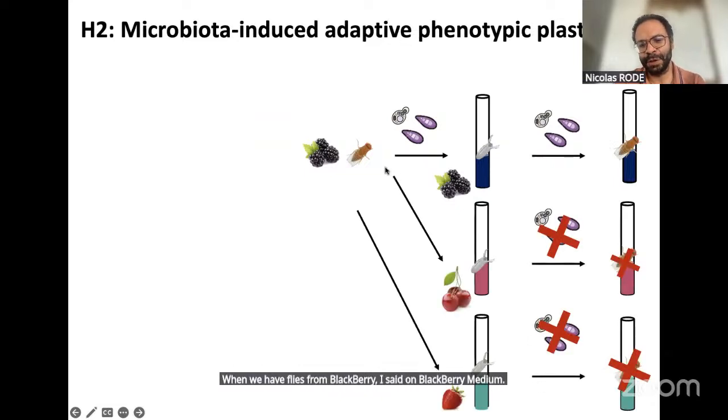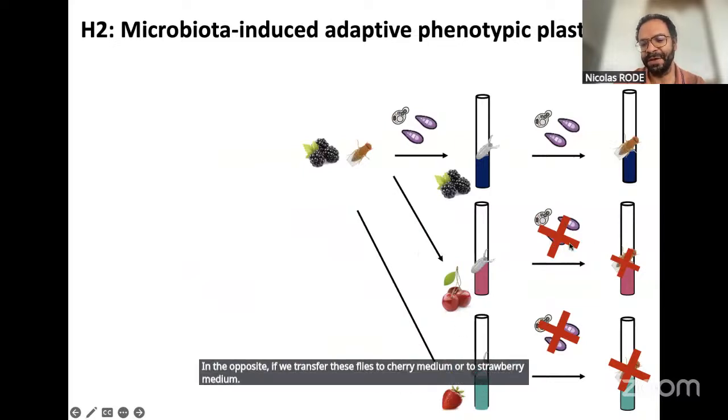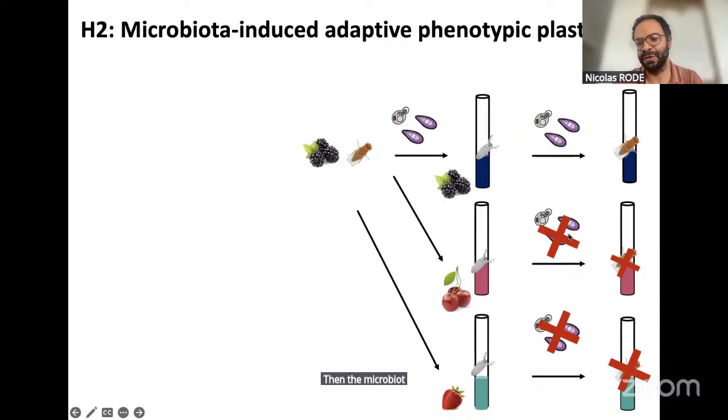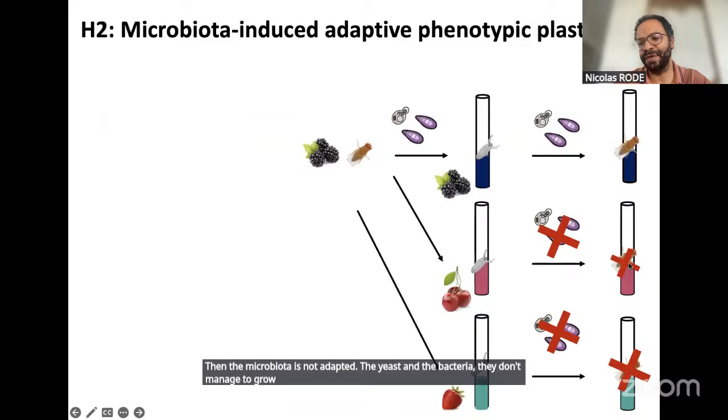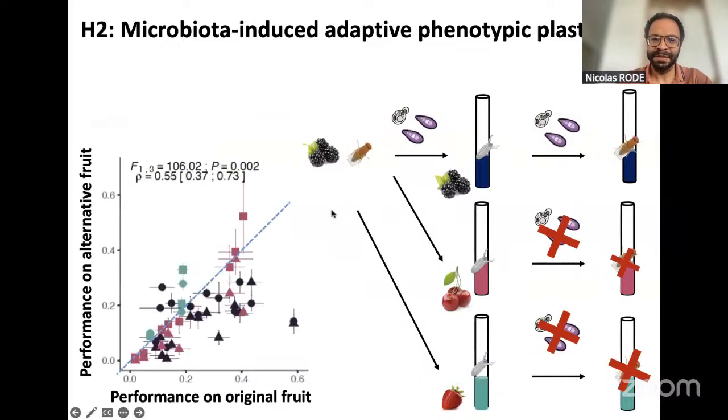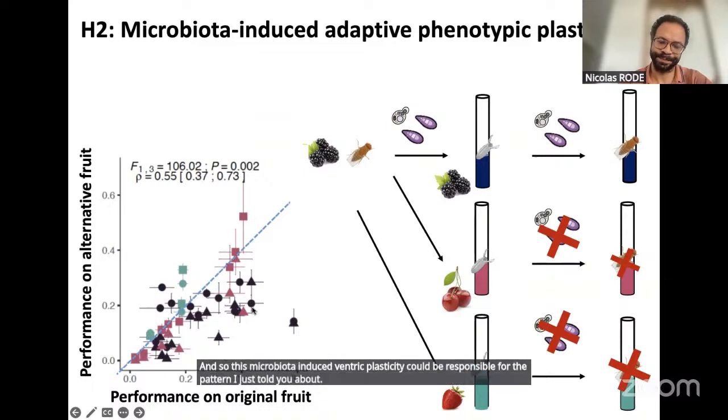In the opposite case, if we transfer these flies to cherry medium or to strawberry medium, then the microbiota is not adapted. So the yeast and the bacteria don't manage to grow. And so then they don't provide proteins to the larvae, and we see a very low emergence rate. And so this microbiota-induced phenotypic plasticity could be responsible for the pattern I just told you about.